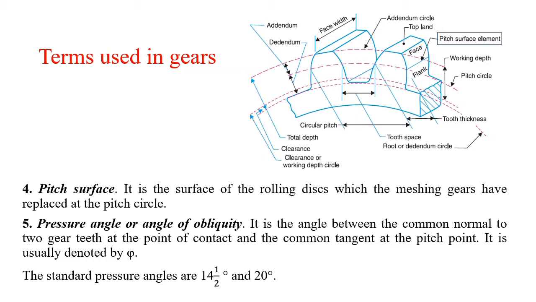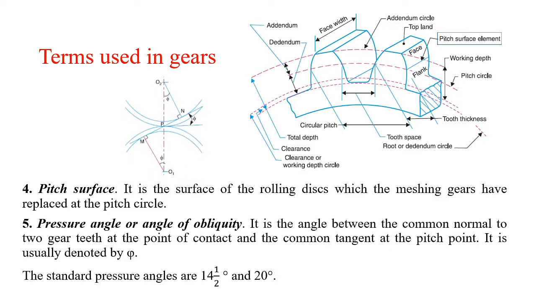Next, pressure angle, or angle of obliquity. It is the angle between the common normal to two gear teeth at the point of contact and the common tangent at the pitch point. It is usually represented by phi, the pressure angle phi.